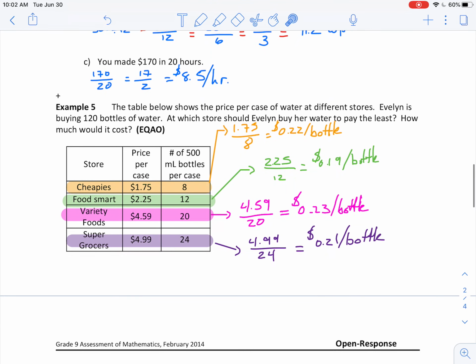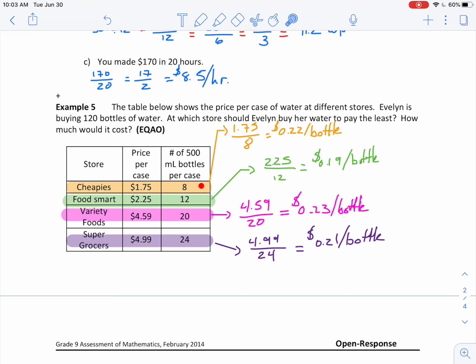Okay, this table shows the price per case of water at different stores. Evelyn is buying 120 bottles of water. At which store should Evelyn buy her water to pay the least? How much would it cost? Okay, so we have four different stores: Cheapies, Food Mart, Variety Foods, and Super Grocers. We have their price per case, $1.75, and how much you get in each case. So we're trying to find a unit rate, or comparing them to a single bottle.